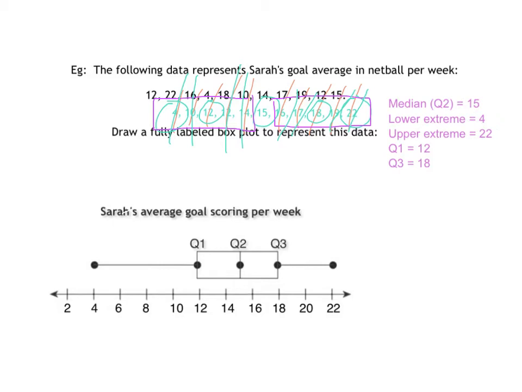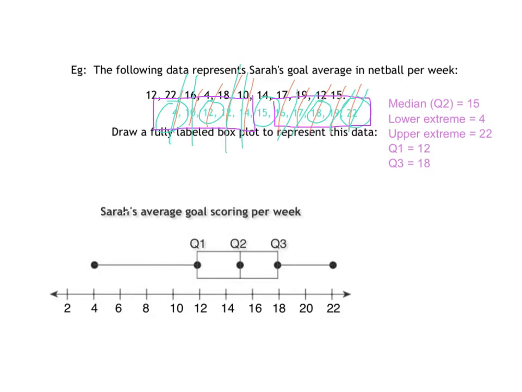So now we've got our 5 values, and now we just need to put it on a number line. So we already have the number line labelled from 2 to 22. So then we just put our points in: 4, 12, 15, 18, and 22. And as you can see, we draw a line from the first point to the second point, and then from the 4th point to the 5th point we draw a line. Then we draw a box, or we can first draw 3 vertical lines through the dots and then join them up to make the box part of the graph.